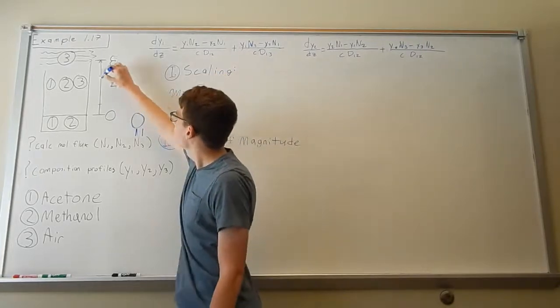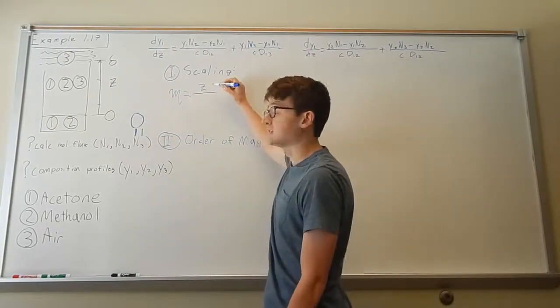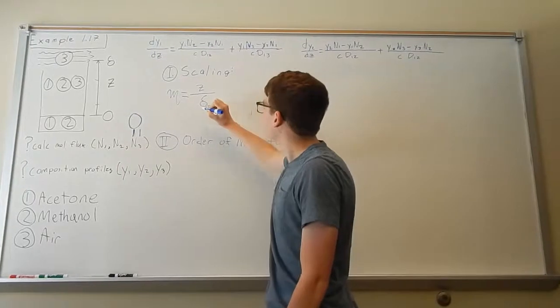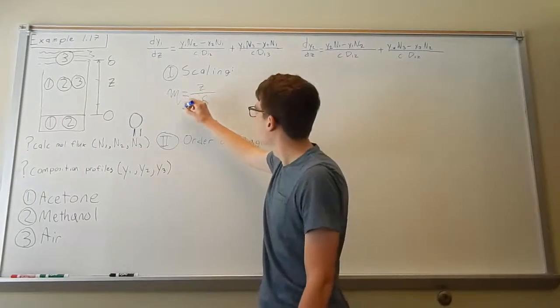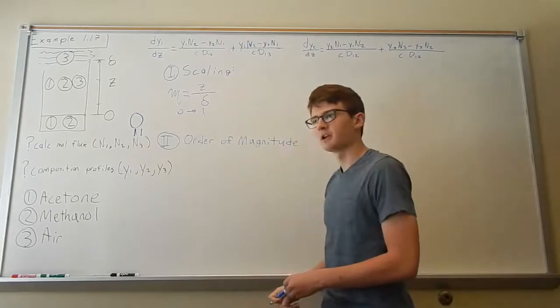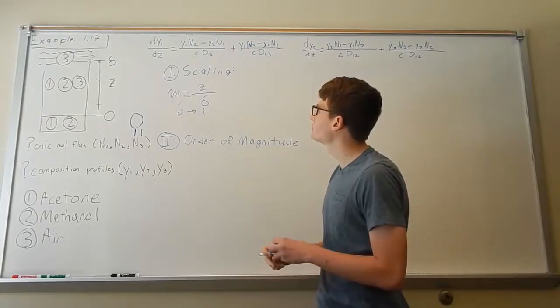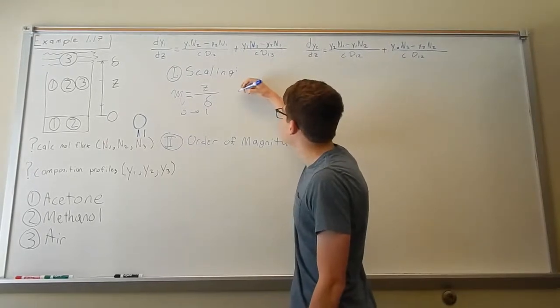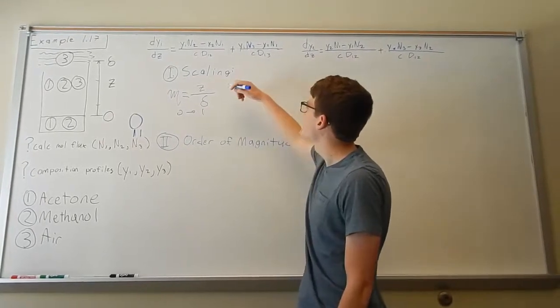that z distance up the tube, and then over delta. And that's going to go from 0 to 1. I'll write that down right there, 0 to 1. Now we're also going to add in a few other relationships to simplify this thing a little bit.